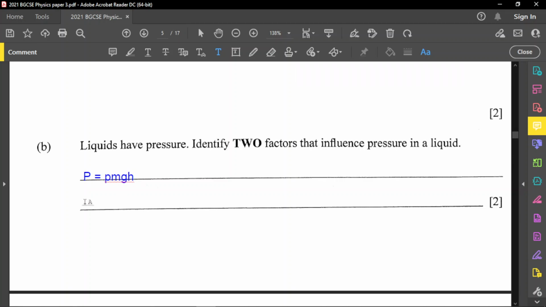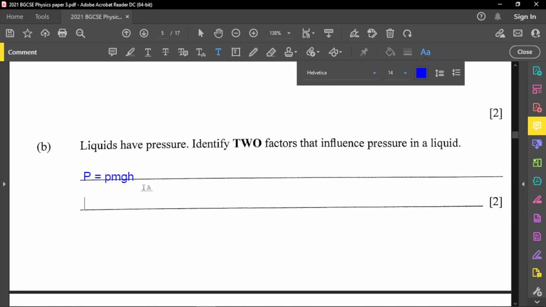So the two things here that will change the pressure of a liquid: one is density. The density will change it and can affect it. Or the other one will be, of course, the depth, so how deep the liquid is, or its greatness in terms of volume.